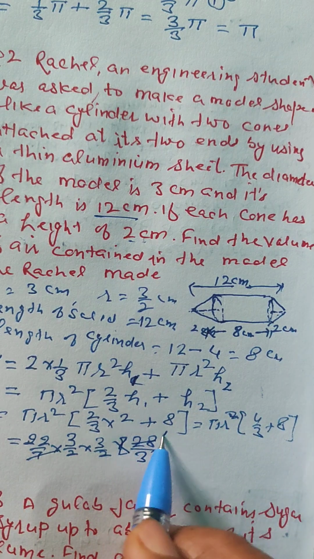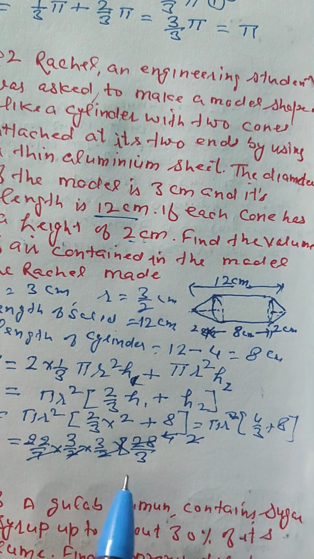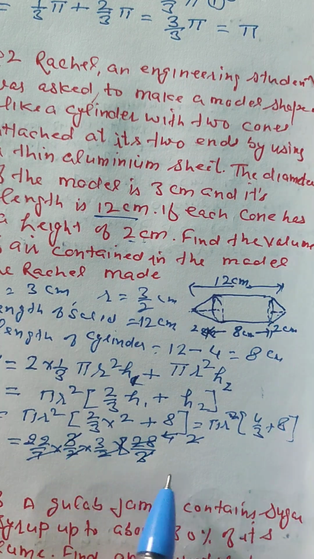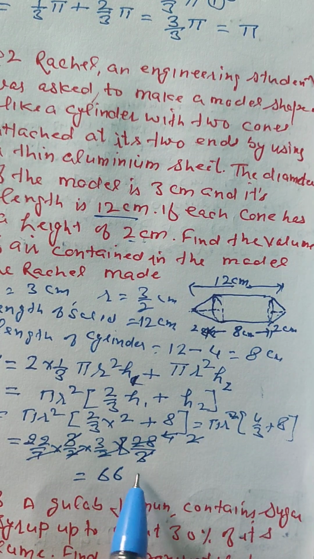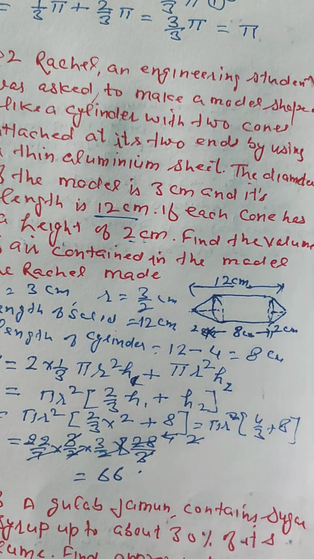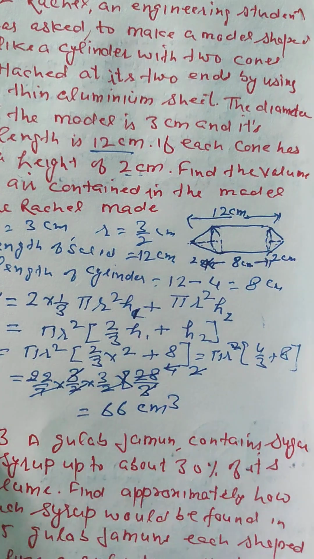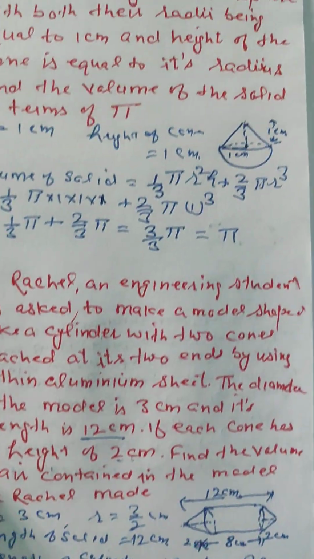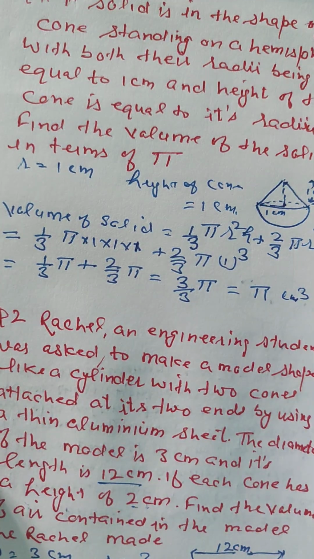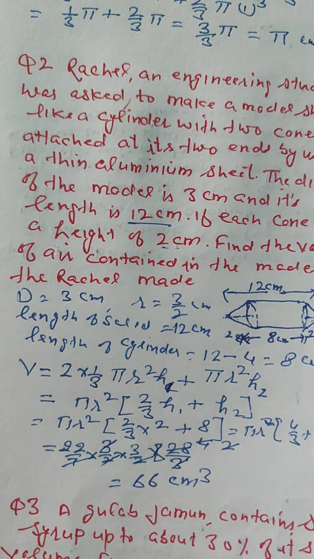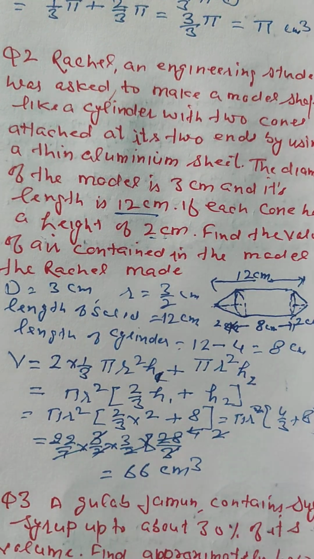Cancelling 2 and 2, and 3 with 3, it is equal to 66 centimeter cube. 66 centimeter cube is the volume of the solid.